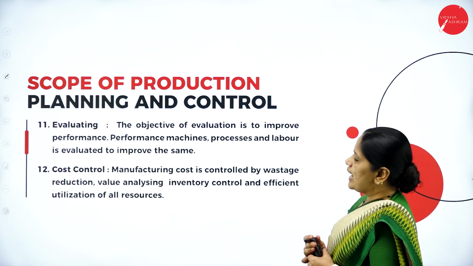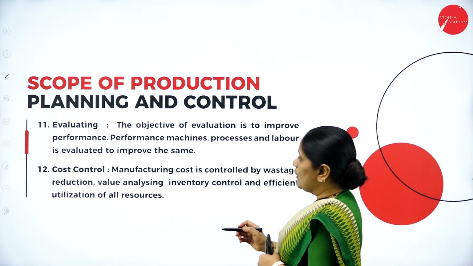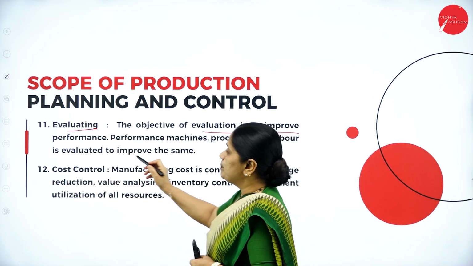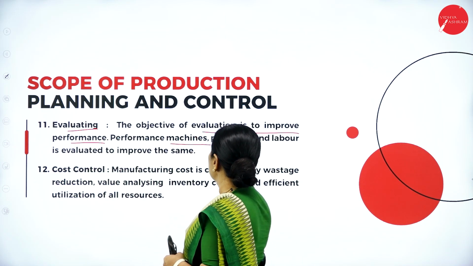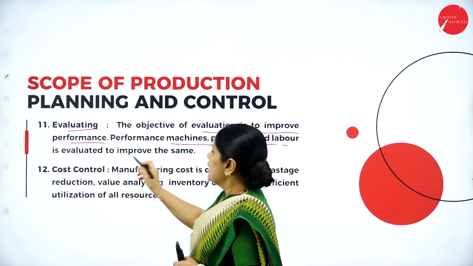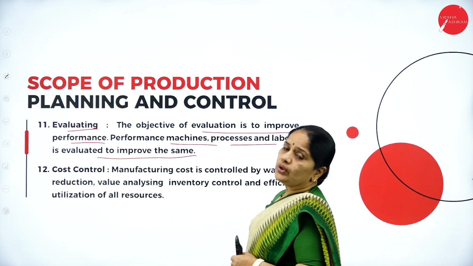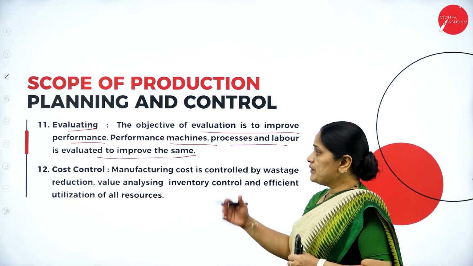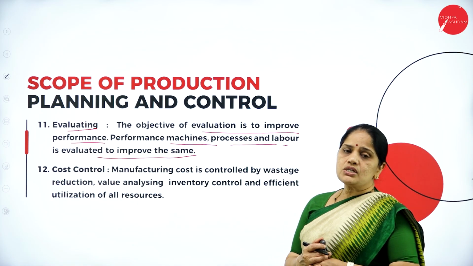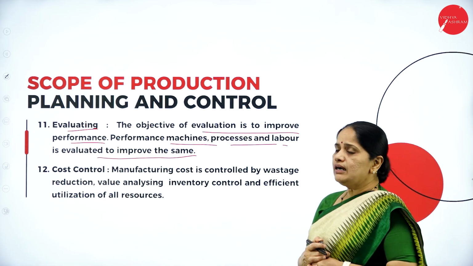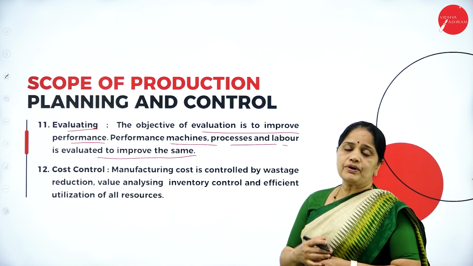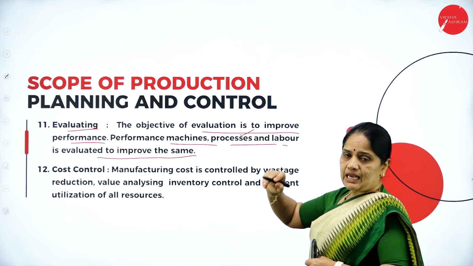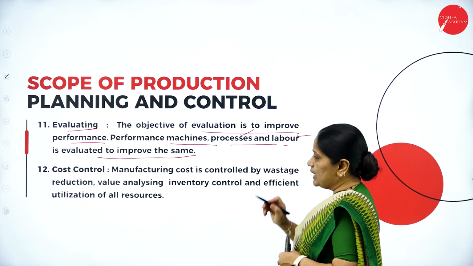Then next we have evaluating. The objective of evaluation is to improve the performance of the machines, processes and labor. After each production run, we have the evaluating process, where we check the performance: whether the performance of the machine can be improved, whether the performance of the processes can be improved, or whether the labor can be improved.